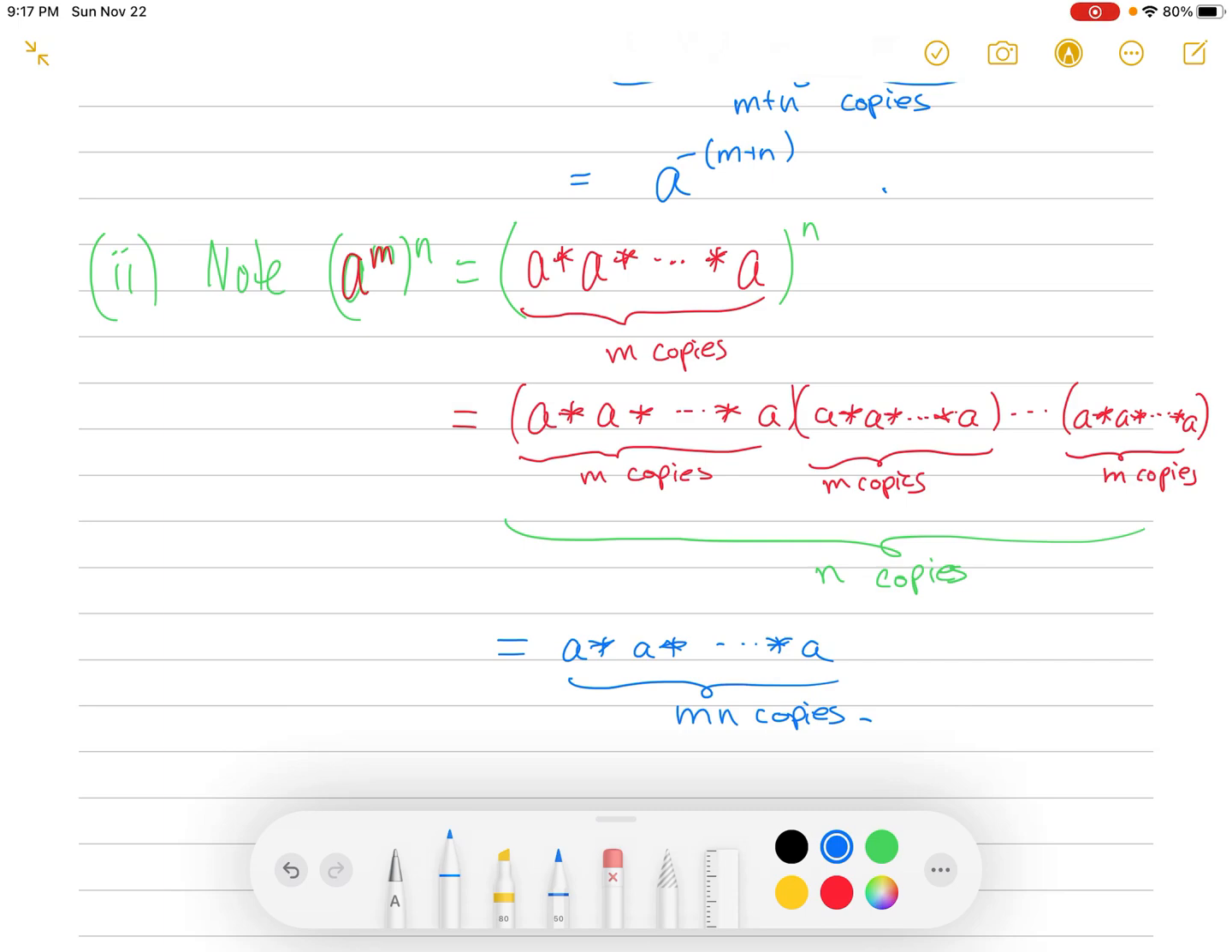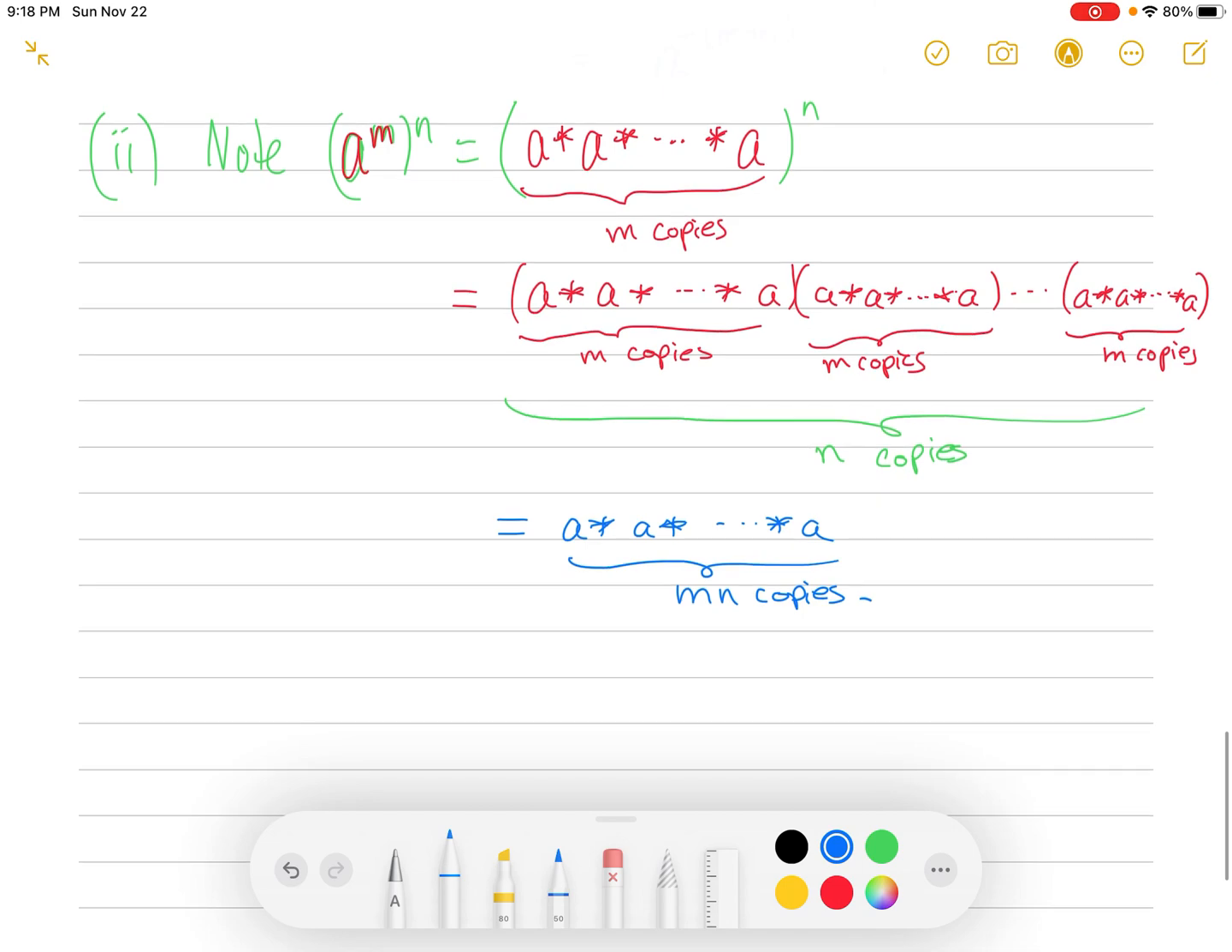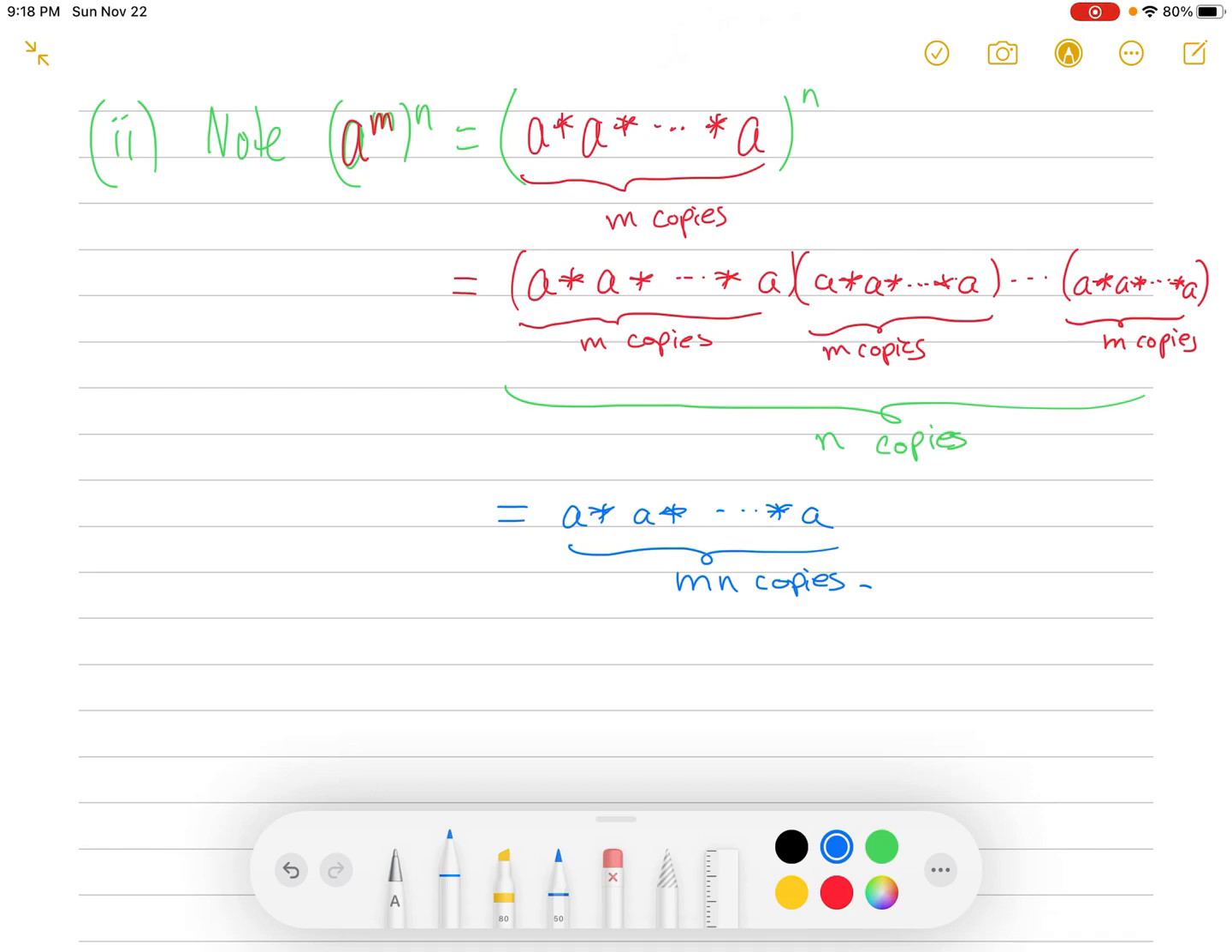What else do I want to say here? What about the negative cases? Okay, we'll look at negative m and negative n. I don't really like the negative cases. I never finished it. This is a to the m times n. Okay, my bad.